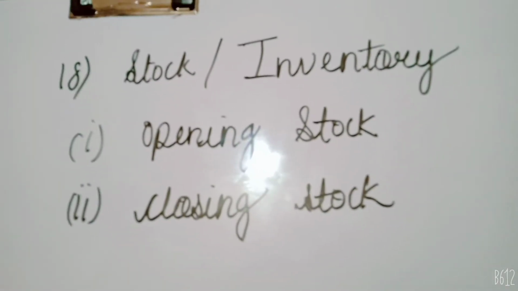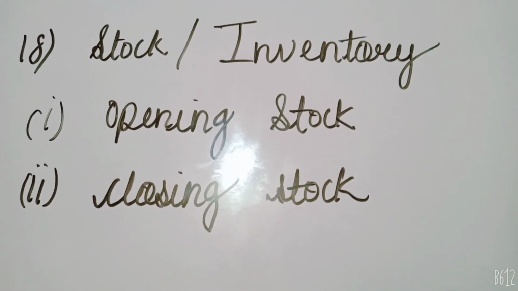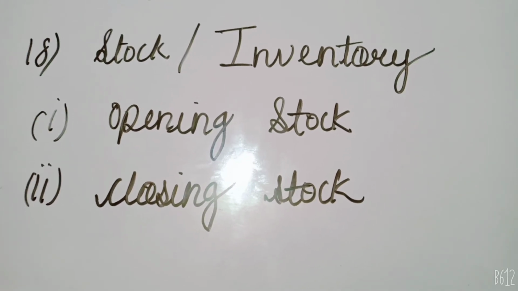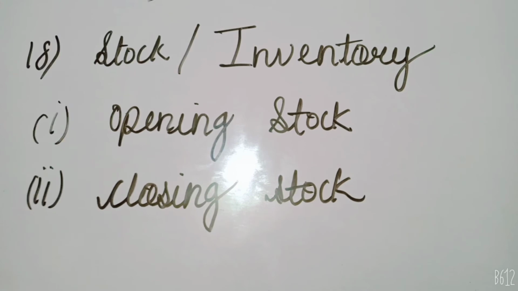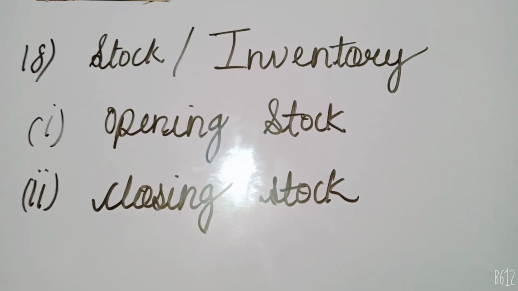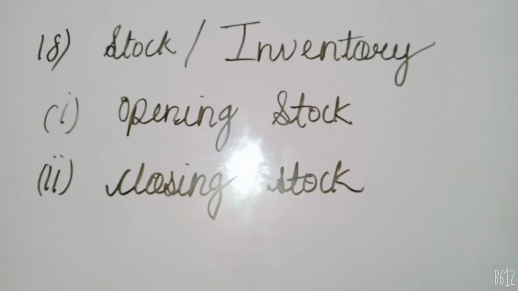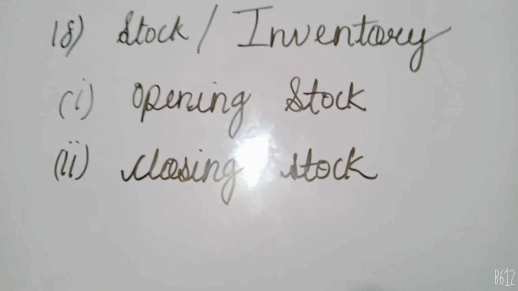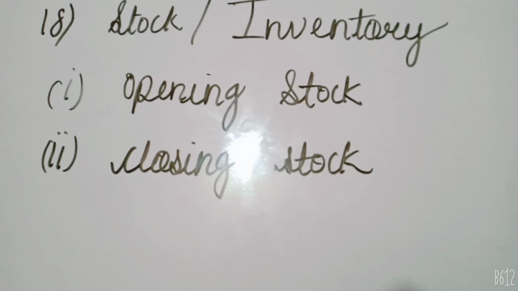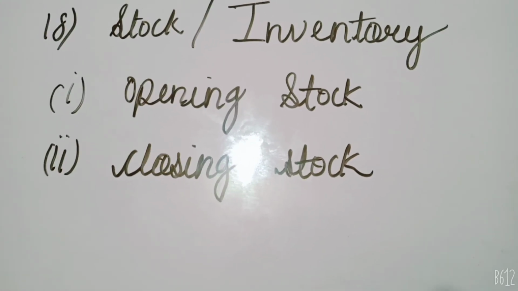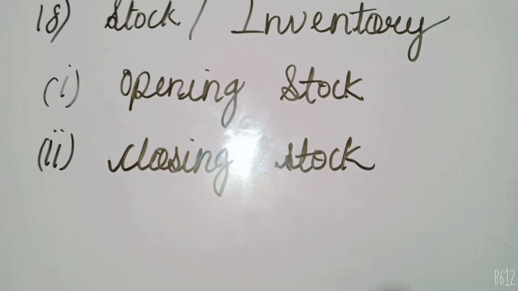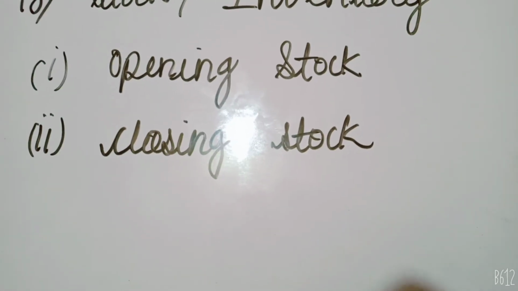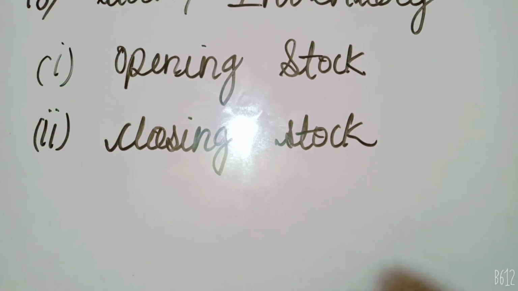Next is stock or inventory. So stock and inventory are both the same thing. The stock is a tangible asset which we have or which we buy for the purpose of resale. Now stock can be of two types, opening stock and closing stock. The stock which we have at the start of the accounting period is called opening stock, and the stock which we have at the end of the accounting period is called closing stock.